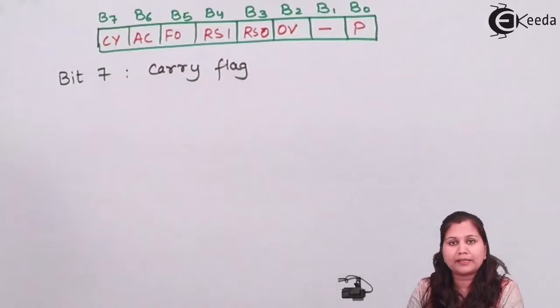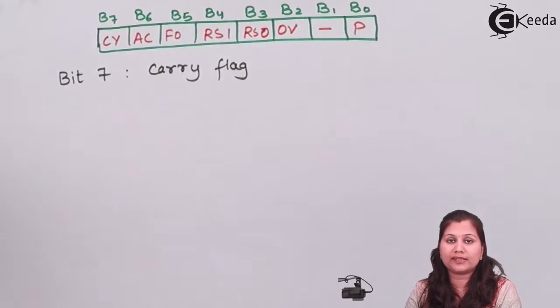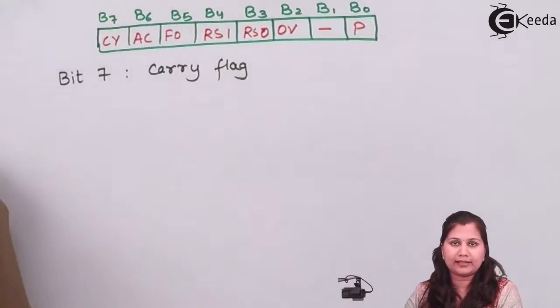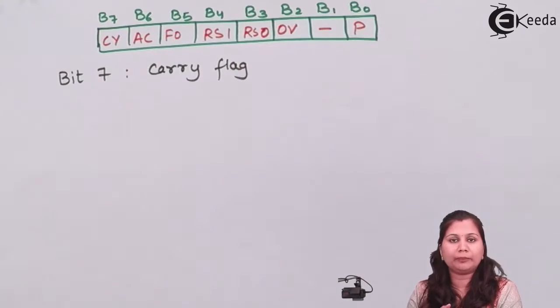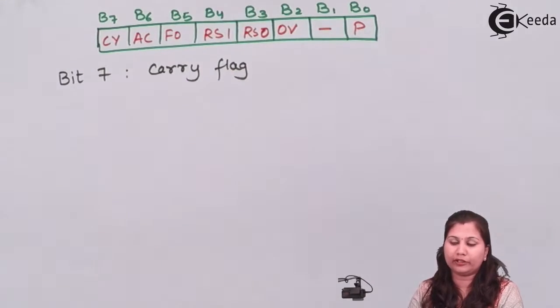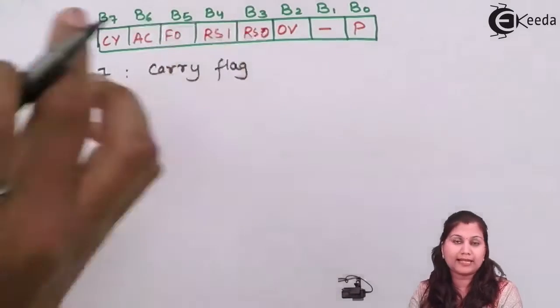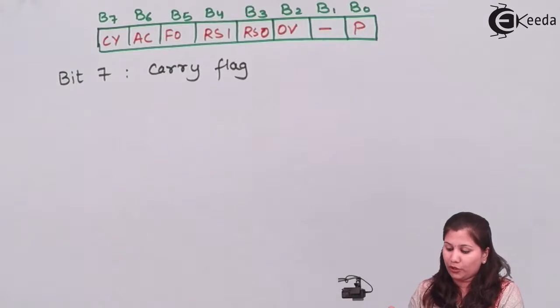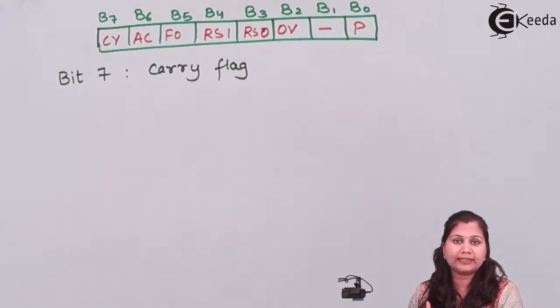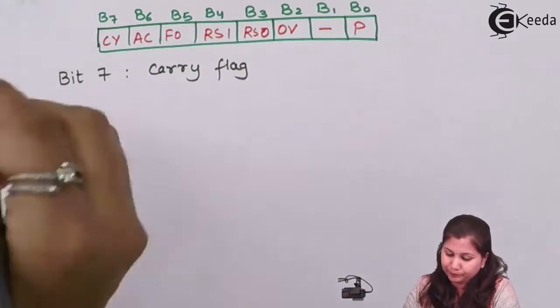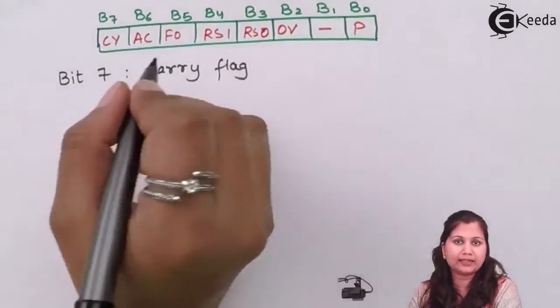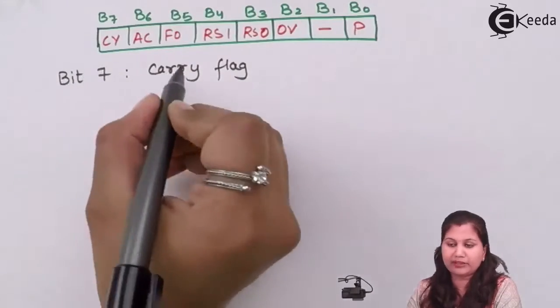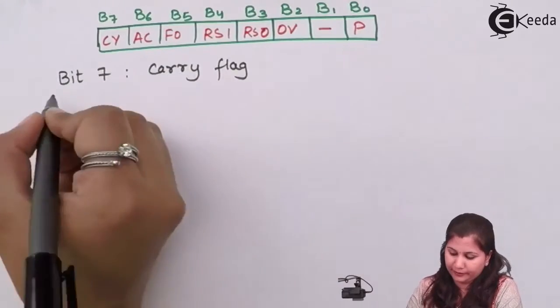Now, if any arithmetic or logical operation gives a result in which a carry is generated, this carry flag will be set whenever a carry is generated, and it will be reset when no carry is generated. So this program status word indicates the conditions of the flags. It indicates that the result obtained has generated a carry. Bit 7 will be set when a carry is generated, and it will be reset when no carry is generated.